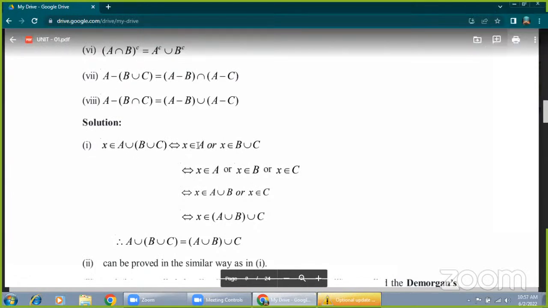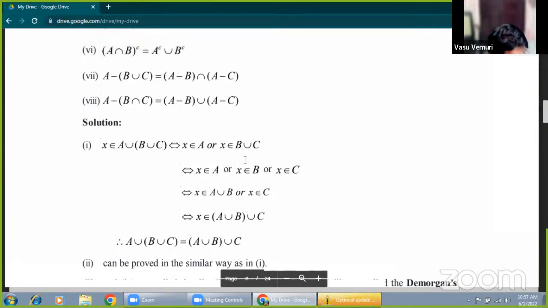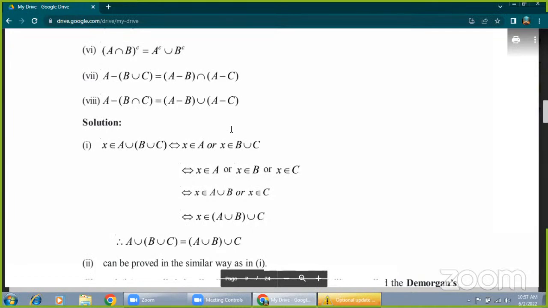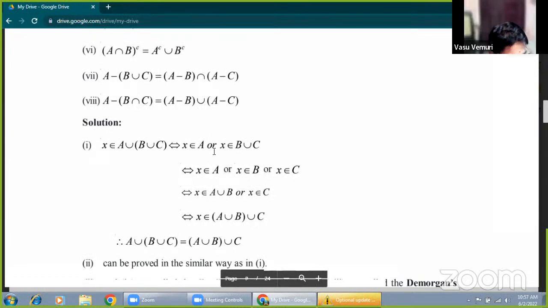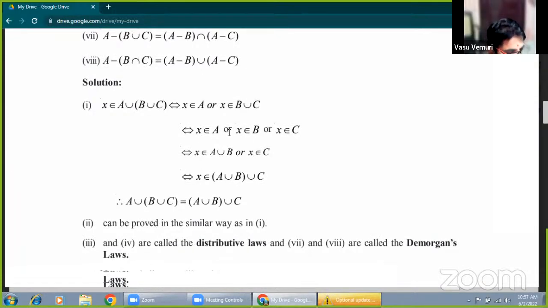In the same manner, if and only if X belongs to A or X belongs to B, union represented as OR, X belongs to B or X belongs to C. Now X being in A union B, because OR is represented as union, X being an element of A union B, or X belongs to C. Again, OR is represented as the union symbol. Here X belongs to (A union B) union C.